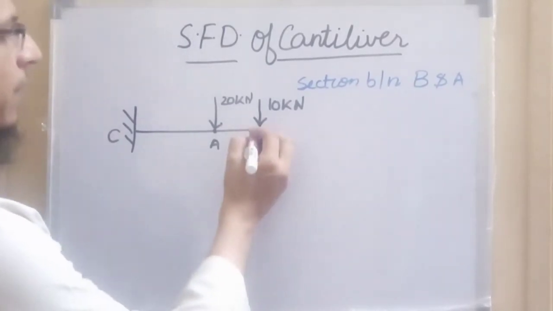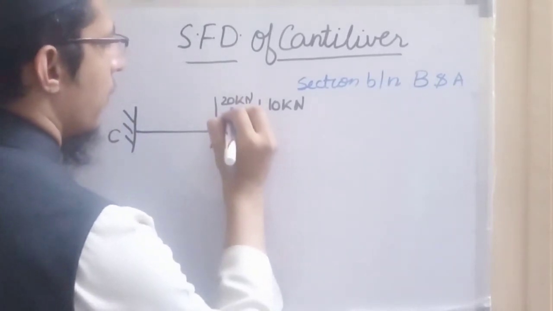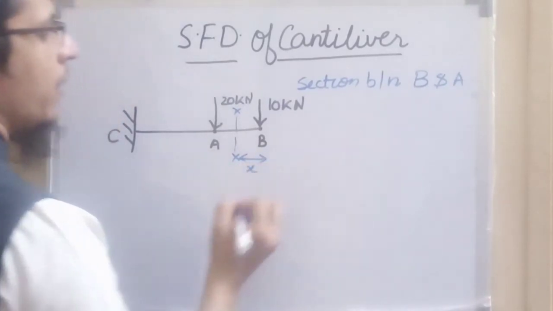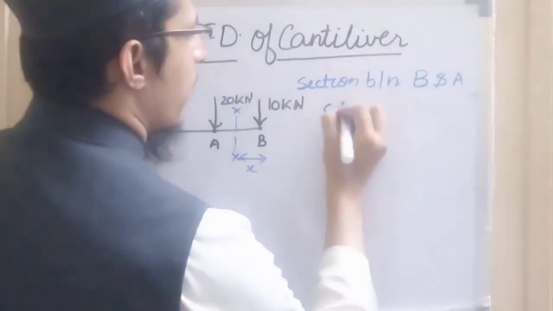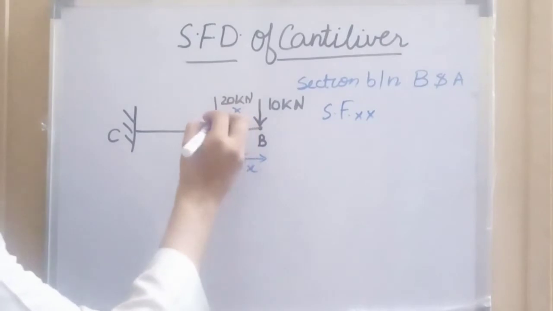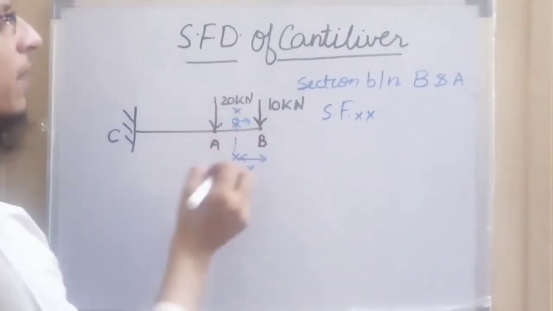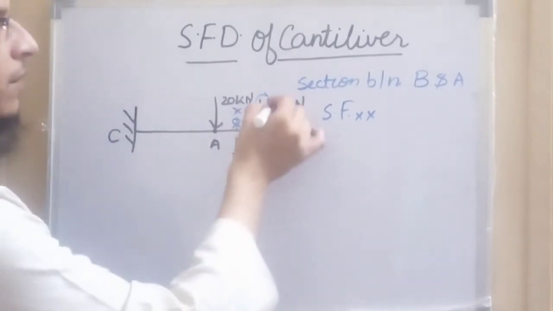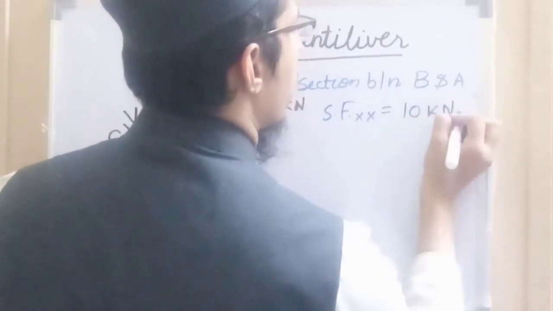Again we will start from the free end. Suppose a section between B and A, section XX, at a distance x from the B end. The shear force at any point at section XX will be equal to, when we are standing here and seeing towards our left, only one vertical force will be seen, that is this 10 kilonewton. So the shear force will be 10 kilonewton.